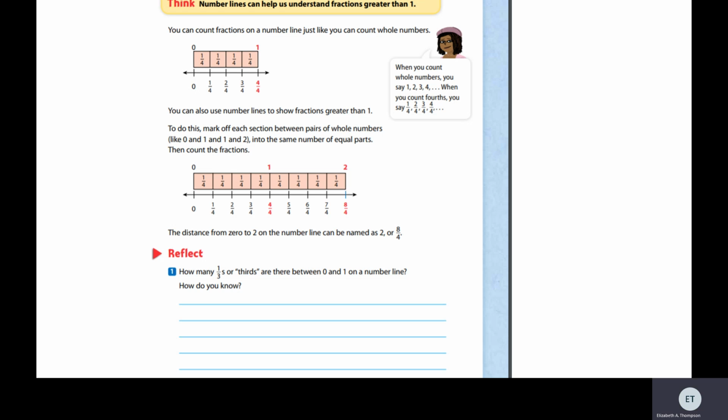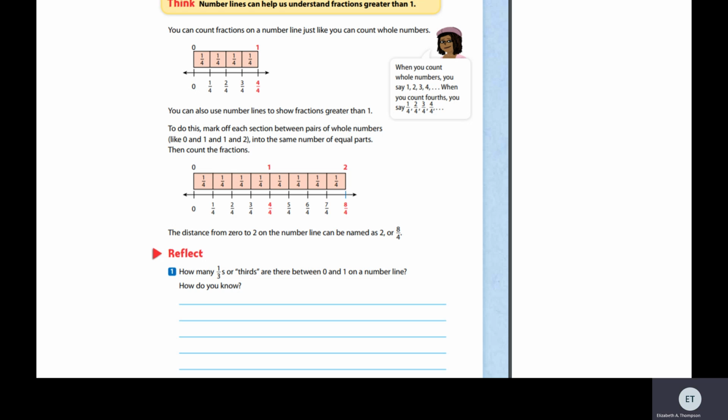Down at the bottom, each individual whole is broken into fourths. So you have 1/4, 2/4, 3/4, and 4/4. 5/4, 6/4, 7/4, 8/4. The distance from 0 to 2 on the number line, you could either call it 2 wholes or 8/4. They would be the same amount.